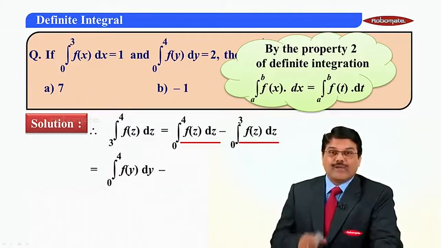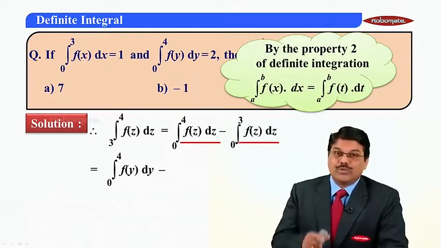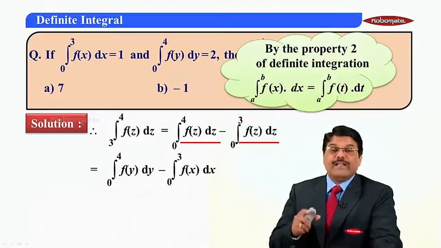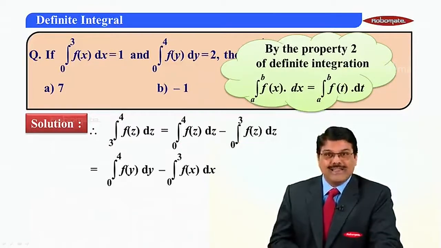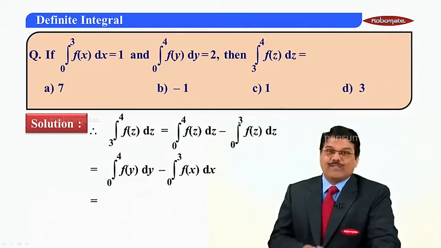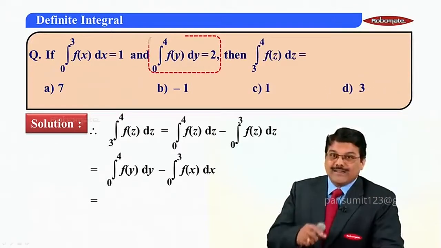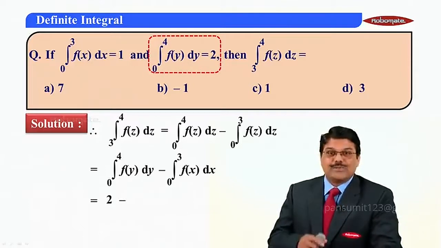Minus the integration of f of z with respect to z from 0 to 3. Instead of that, we can write the integration of f of x with respect to x from 0 to 3. Right? Now, the value of f of y with respect to dy is given. The answer is 2. So let us substitute.